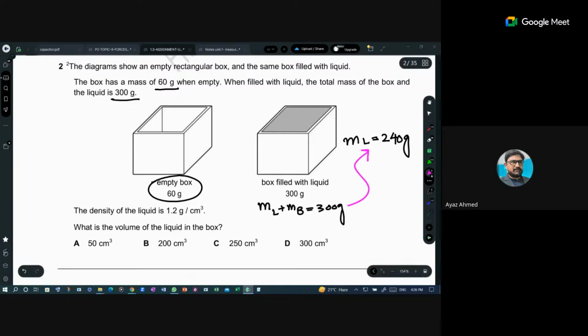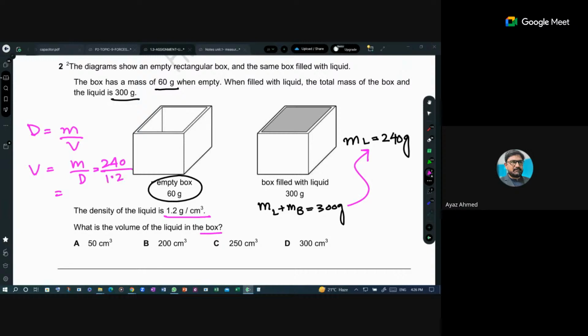Yes, sir. Okay, so density is given to me. Density is 1.2 grams per cubic centimeter. So what is the volume of the liquid? How to calculate that? The basic formula is density equals mass by volume. Then volume equals mass by density. Mass is in grams, so it is 240 divided by 1.2. So what will be the answer? Should it be equal to 200?